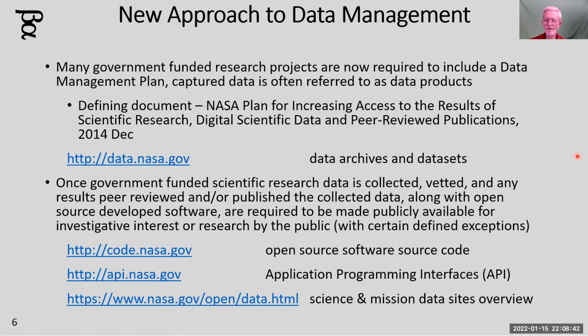So new approaches to data management. The NASA plan for increasing access to the results of scientific research came out in December of 2014. This was basically Congress saying, hey, we're giving NASA lots of money to collect lots of data. Where's all this data going? And Congress said, NASA, you need to start archiving this stuff and making it publicly available, because it was taxpayer dollars that created this data in the first place.